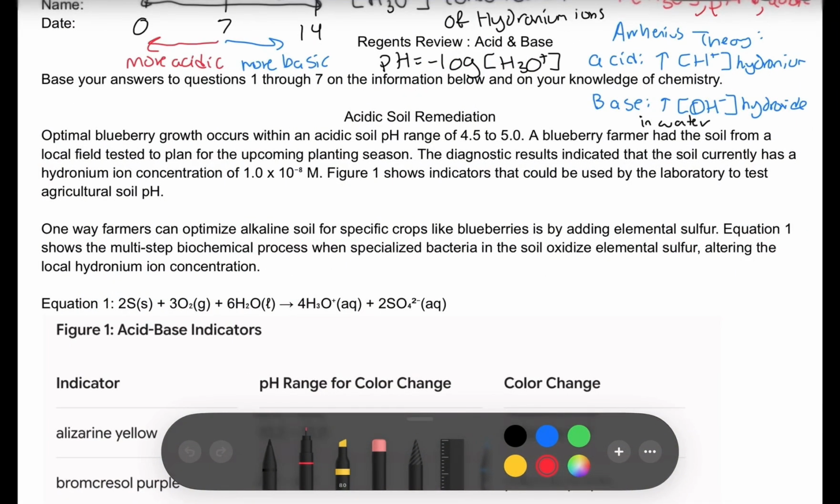So now let's actually get into the reading. Optimal blueberry growth occurs within an acidic soil pH range of 4.5 to 5.0. A blueberry farmer had the soil from a local field tested to plan for the upcoming planting season. The diagnostic results indicate that the soil currently has a hydronium ion concentration of 1.0 times 10 to the power of -8. Figure 1 shows indicators that could be used by the laboratory to test agricultural soil pH.